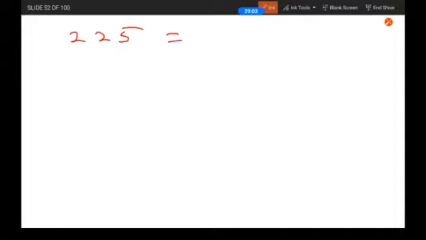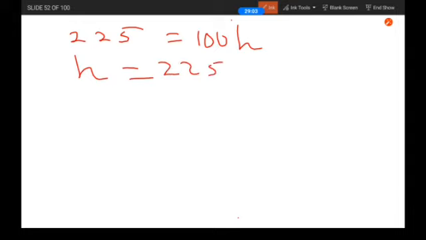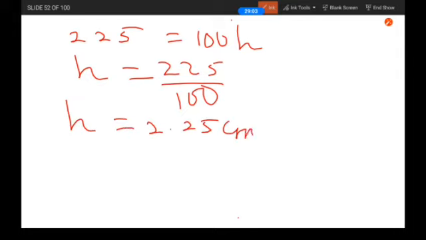225 equals 10 squared, that is 100, times h. Good. So that h will now be 225 divided by 100. So that h will now be 2.25 centimeter. That is the height of that cylinder. Good. Now we have come to graph. Graph always comes out too.